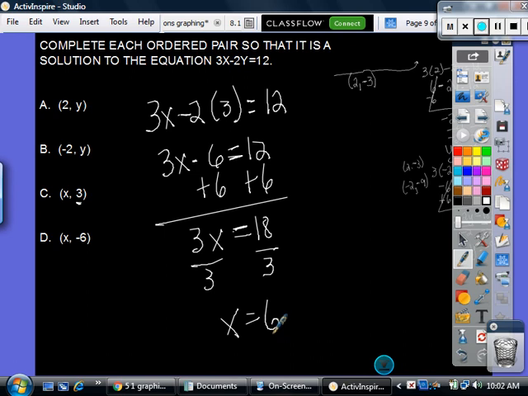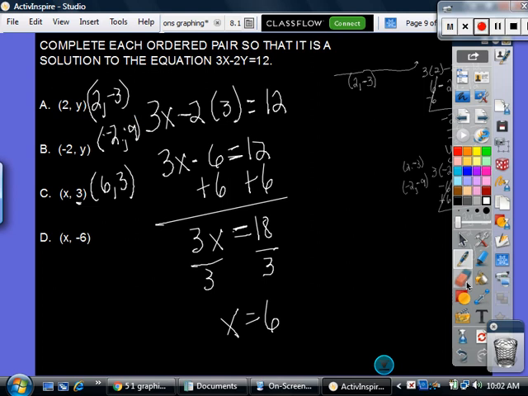So if x equals 6, what is your solution? Come back up here. 6, 3. That is another solution. So we have 2, negative 3. We have 2, negative 3. We had negative 2, negative 9.